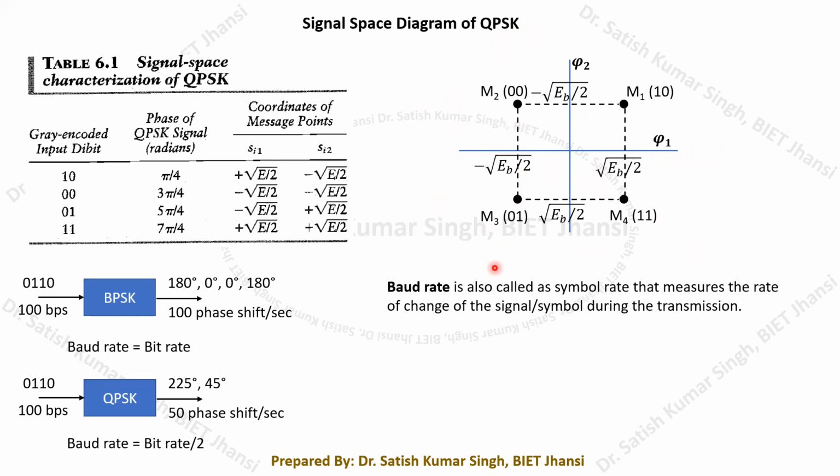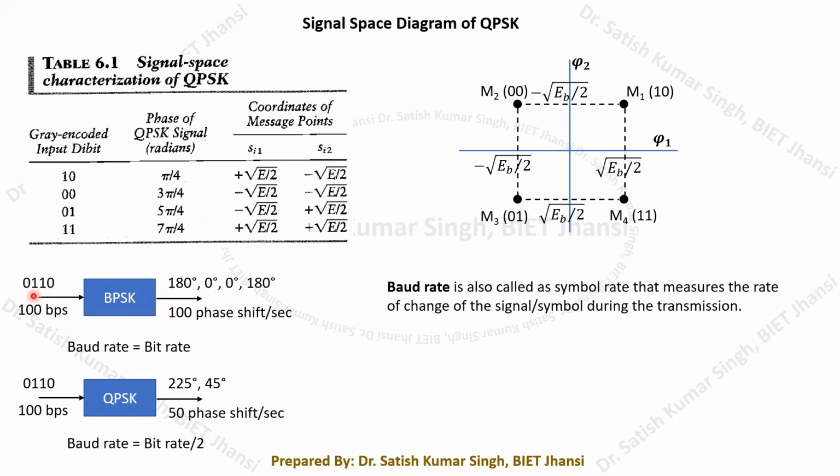Now try to see one more basic difference between BPSK and QPSK. Let us suppose that we have this binary sequence 0110 in the case of BPSK, binary phase shift keying. As we know, in binary phase shift keying, whenever we have a bit equal to 0, there will be a corresponding 180-degree phase shift in the carrier. Whenever there is a binary 1, there will be a 0-degree phase shift.